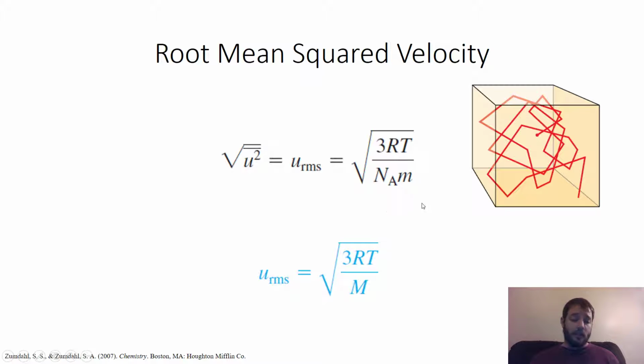And so we could simplify this equation to U sub RMS is going to be equal to the square root of 3RT over that kilogram molar mass value.